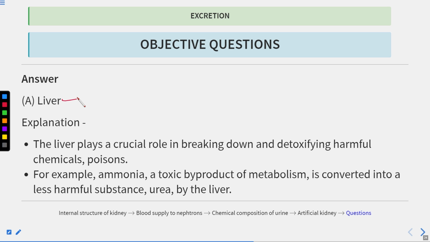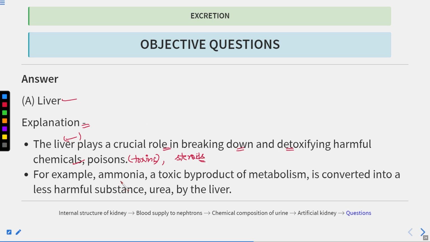We have already discussed that ammonia is converted into urea in the liver, and then urea is eliminated out of the body through urine. Now what is the explanation here? The liver plays a crucial role in breaking down and detoxifying harmful chemicals as well as poisons. These toxins and poisons are broken down in the liver. Some steroids and some medicines are also metabolized in the liver.